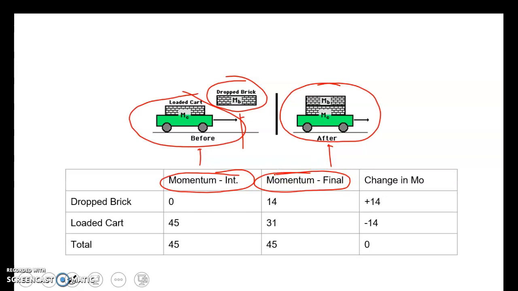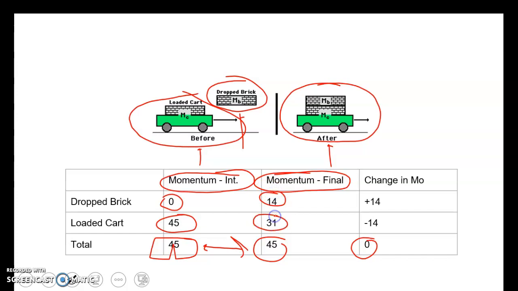So initially, the cart's moving, and let's say it has a momentum of 45, mass times velocity. The brick is just sitting there and has no momentum. If I add those two together, the momentum I start with is 45 total. Now, if momentum is conserved, my momentum final and momentum initial will always be the same. There'll be no change. So now I have to find my final momentum. Let's say once I drop the brick on it, and the cart slows down, which it should, the momentum of the brick is 14 and of the cart is 31.